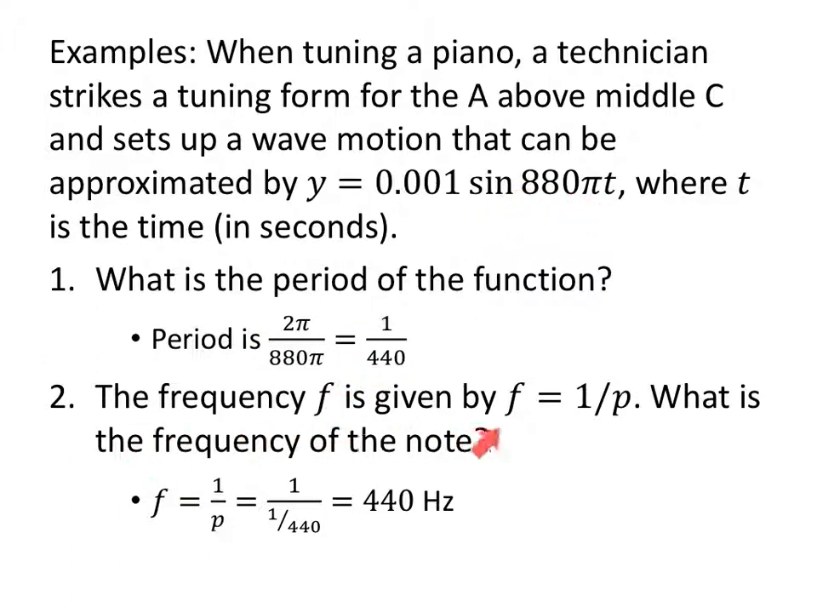The frequency is given by f equals 1 over p. So what's the reciprocal of 1 over 440? Well, that's 440. And that's why you'll frequently hear that A440 is what they tune to. The A above middle C has a frequency of 440 hertz.